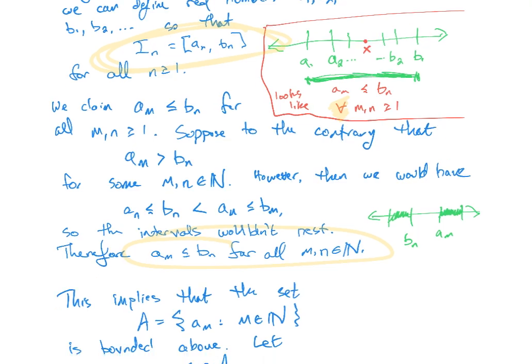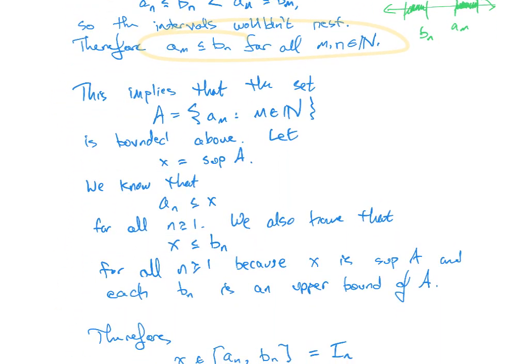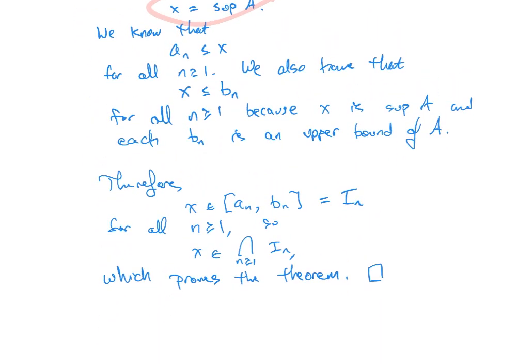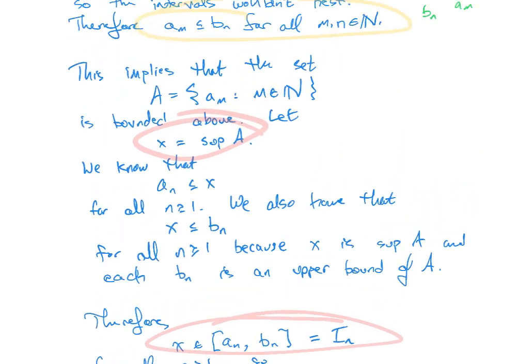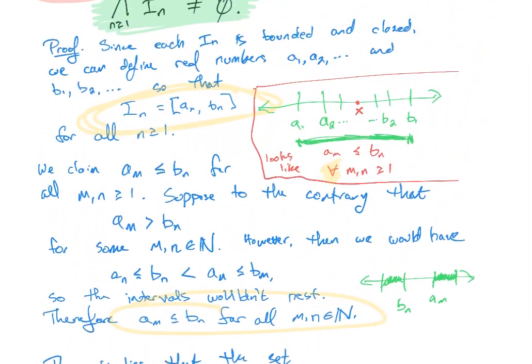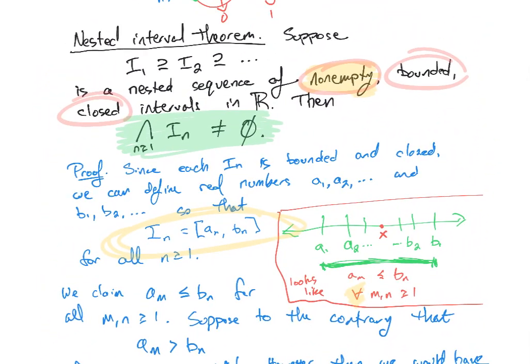Okay. And then once we got that, we were allowed to define X to be the supremum. And because of the properties of supremums, that gave us that the point X is in all the intervals, so it's in the intersection. Okay? Now, this theorem is not true for the rational numbers. Okay, this nested interval theorem.